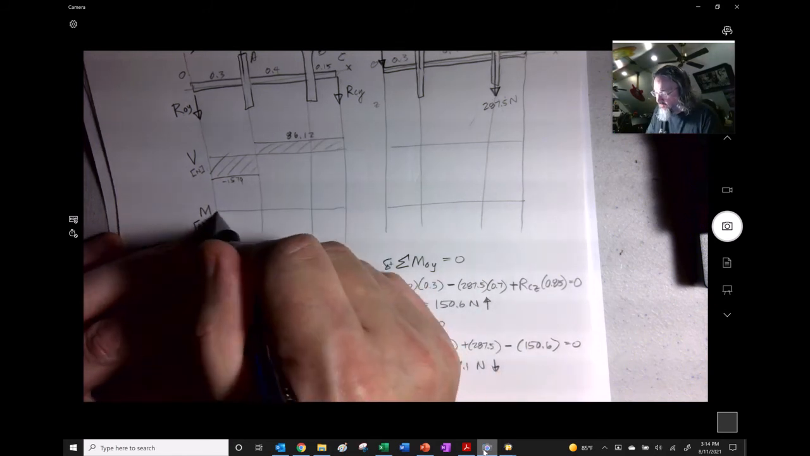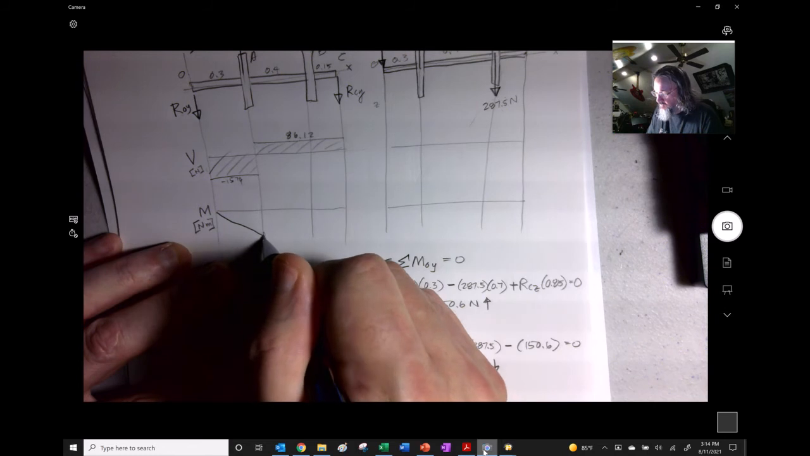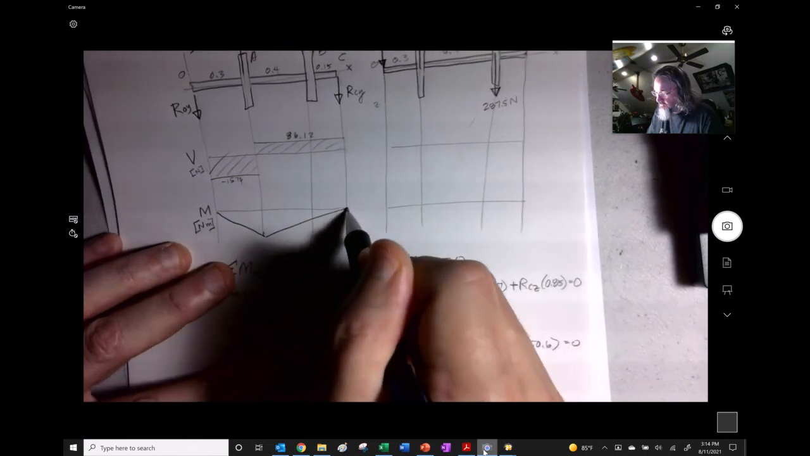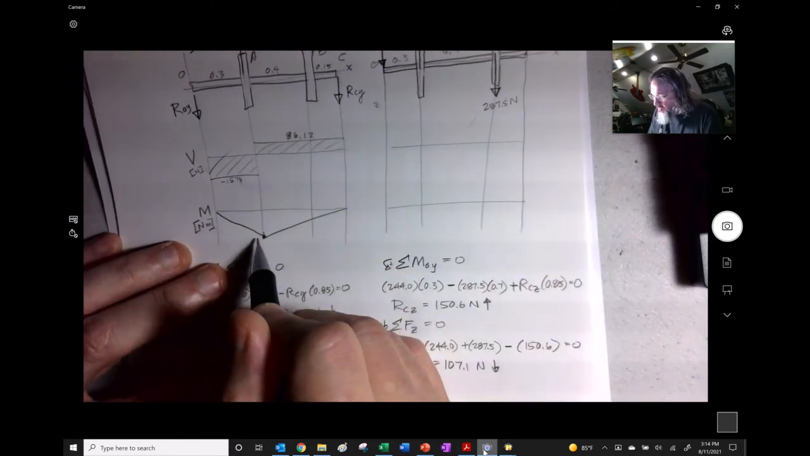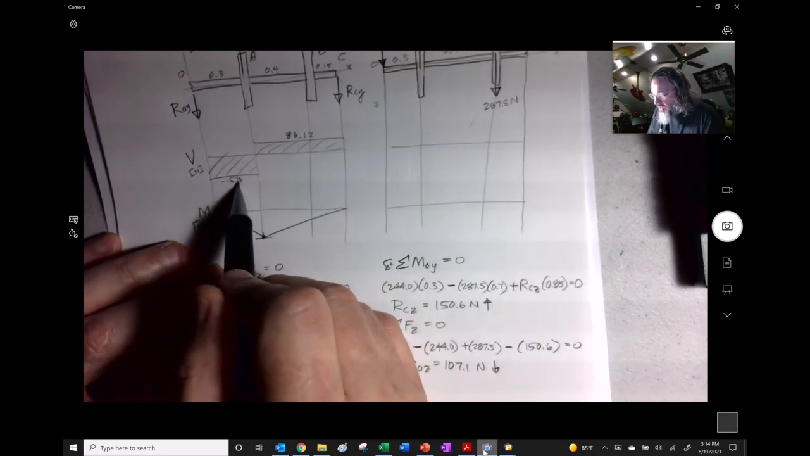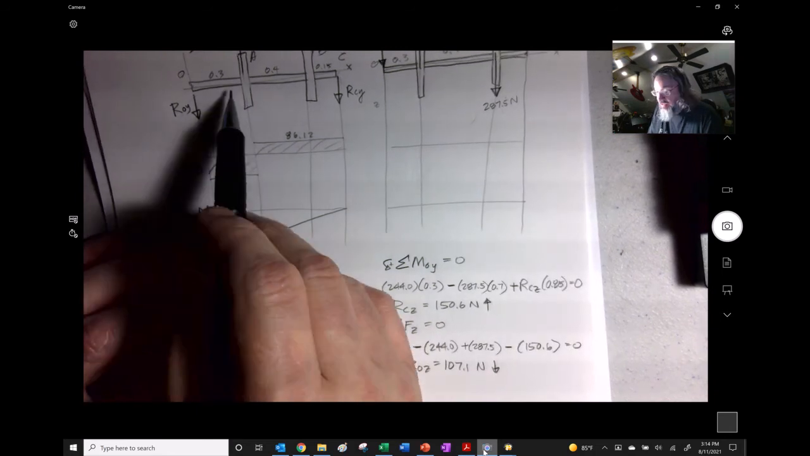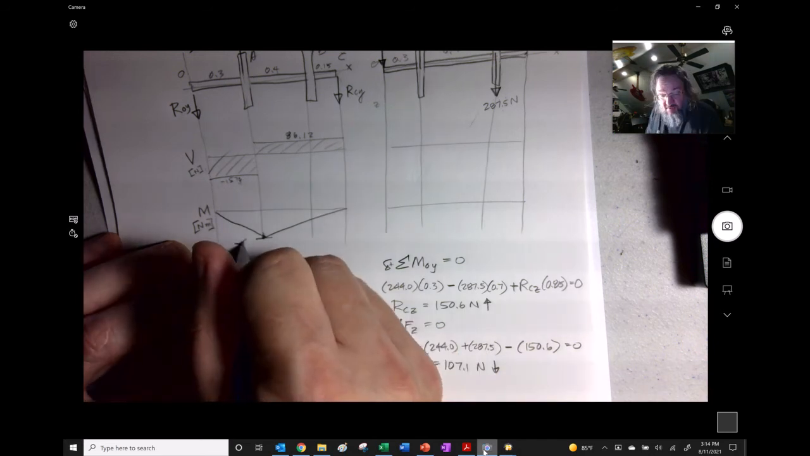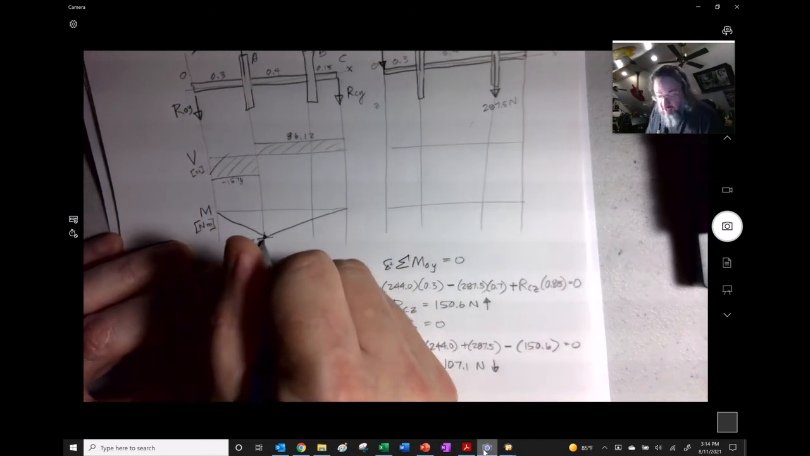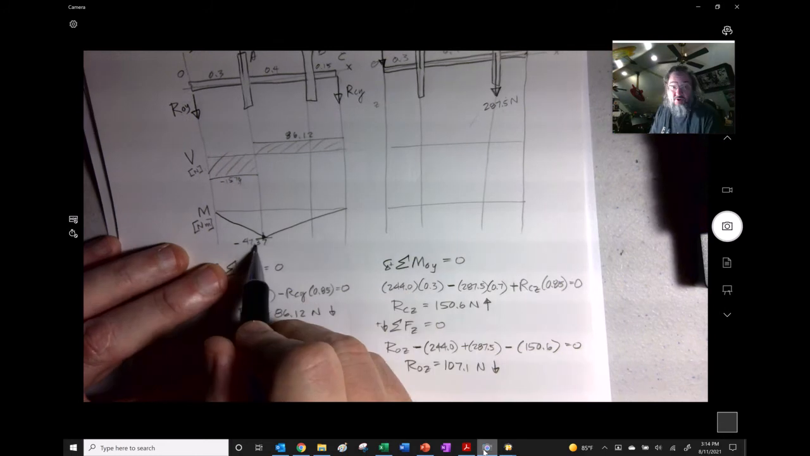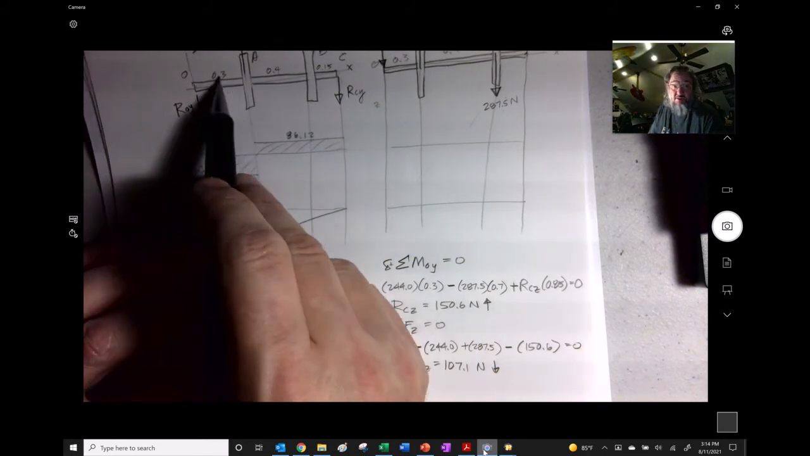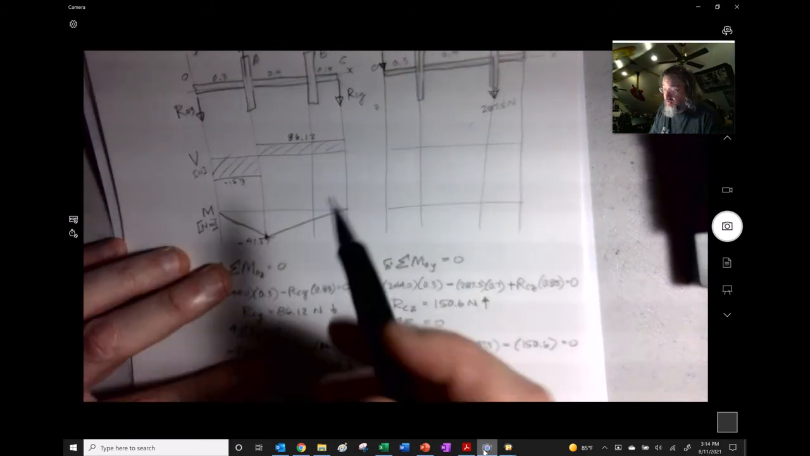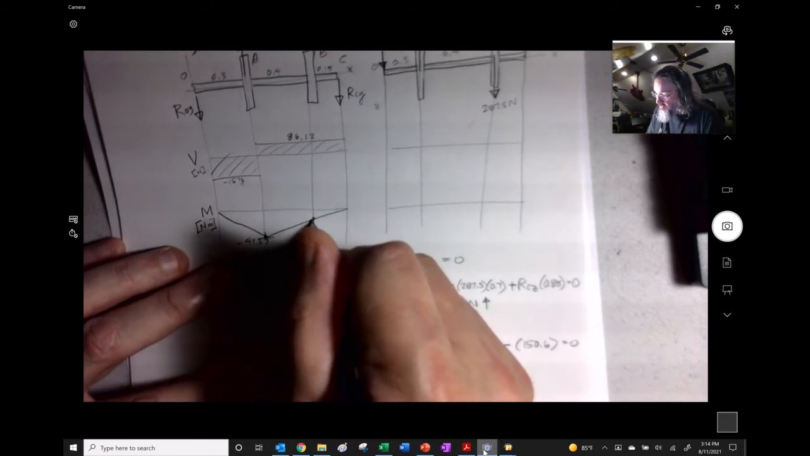And then for the moment diagram, we know that this value right here is going to be negative 157.9 times 0.3. And so what we end up getting is a negative 47.37. And those are Newton meters, right? Because these are meters and these are newtons. So we're in Newton meters. We also are going to want to know this value.